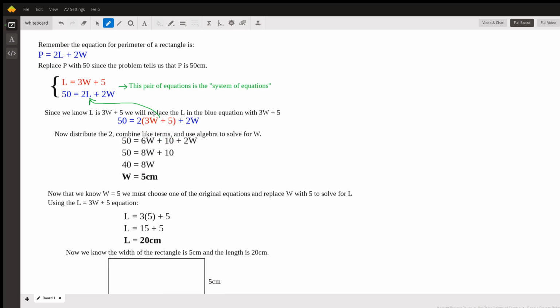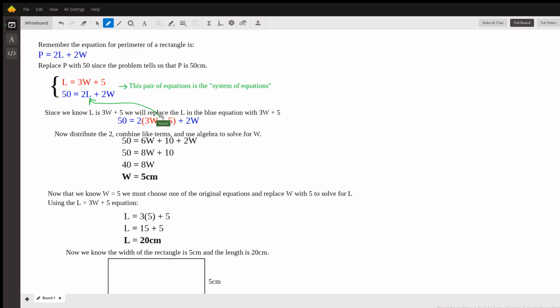Once you have a system, you will want to replace or eliminate one of the variables, because the whole point of a system of equations is having two variables that can be defined in different ways so that you can eliminate one of those variables and actually solve something, because you cannot solve an equation that has two variables in it. We're going to make one equation that has only W's and no L's.